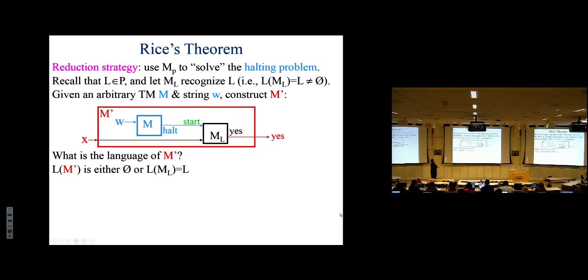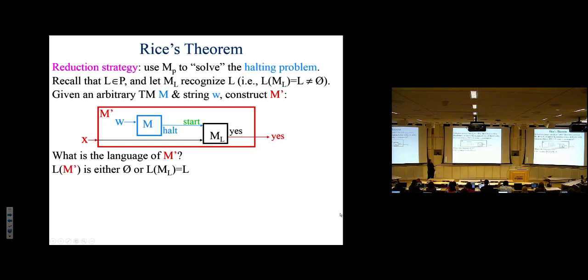If this runs forever, this start button will never be pushed, and M prime will not accept any of its strings, which means the language of M prime will be the empty language. On the other hand, if M halts on W, this will be fine. It will say halt eventually. The start button will be pushed. This simulation will start, simulating M sub L on X.